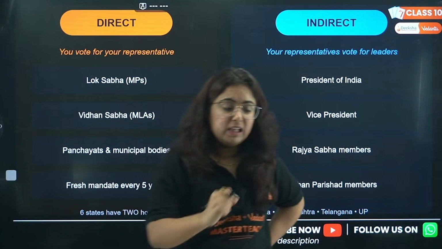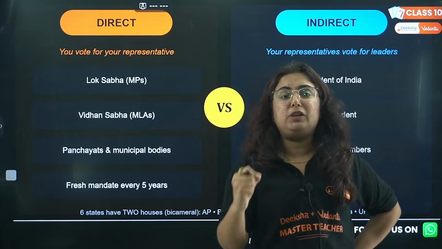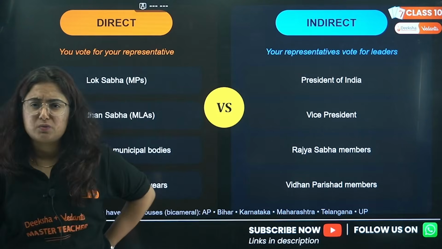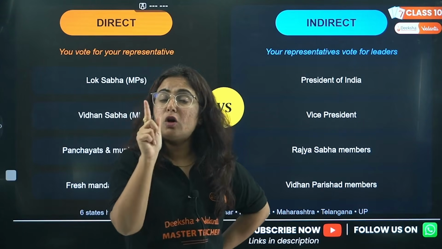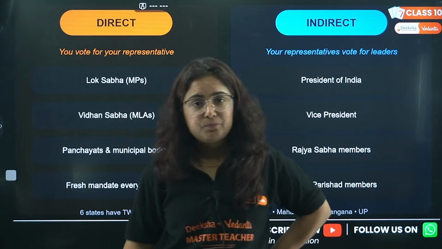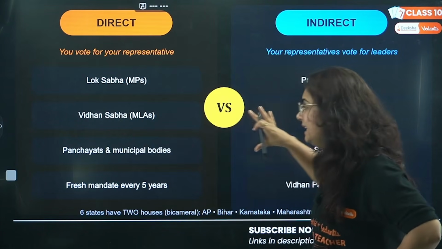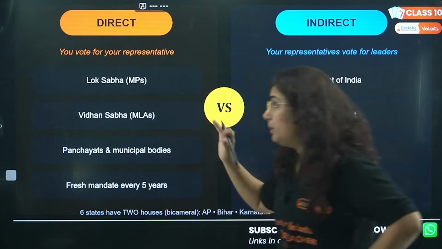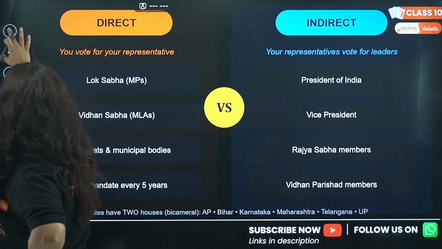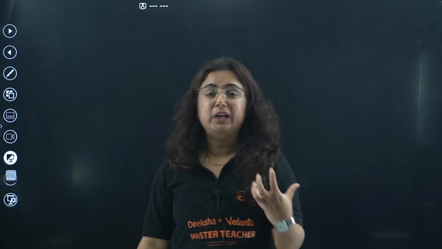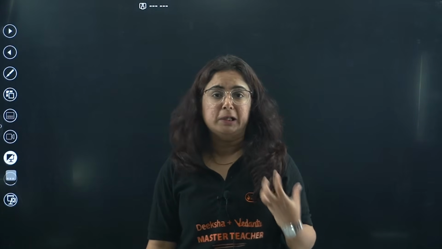Right? When we evaluate the system of election that is followed for these particular institutions and posts, we figure out one thing, that not all types of elections are the same. And hence we categorize them as direct elections and indirect elections. But before moving to that, I know there are a lot of students who actually don't know the basics of India's administrative unit. India's administrative unit, beta.